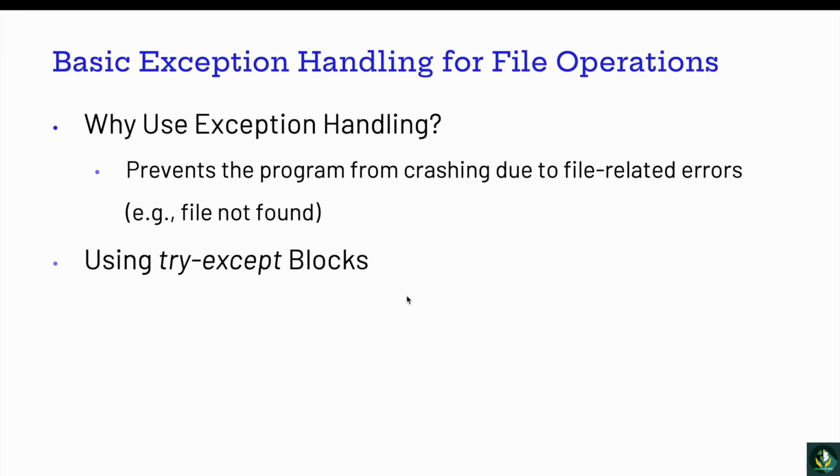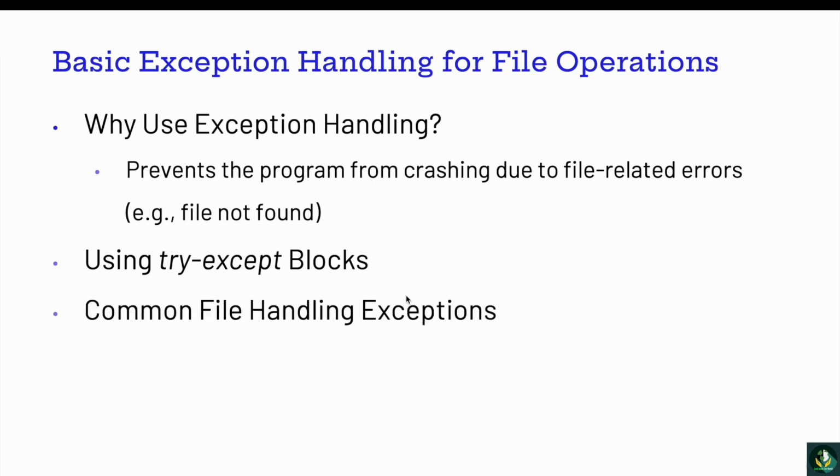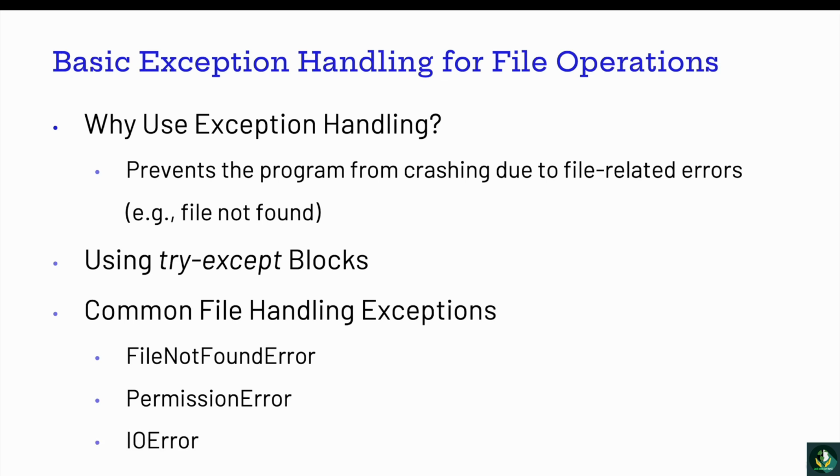Some of the common file handling exceptions include FileNotFoundError, which we just saw, where the file does not exist. We sometimes look for PermissionError, where the user doesn't have sufficient permissions to access the particular file. And finally, also the IOError, for general input output errors, where you look for all kinds of editing permissions or input output errors. So that's what we look at in IOError.